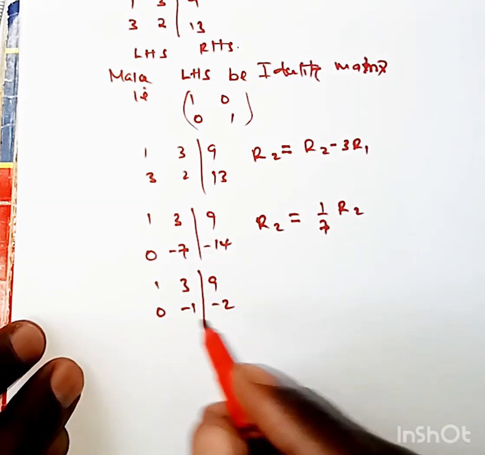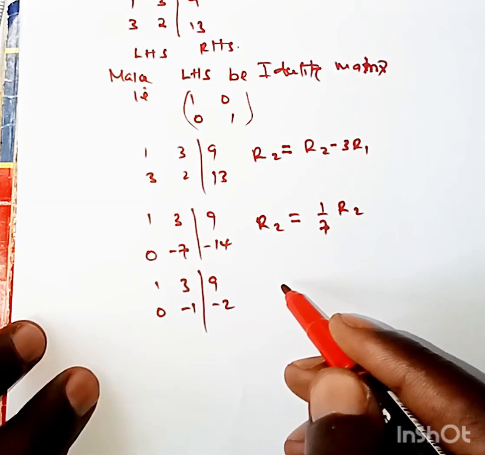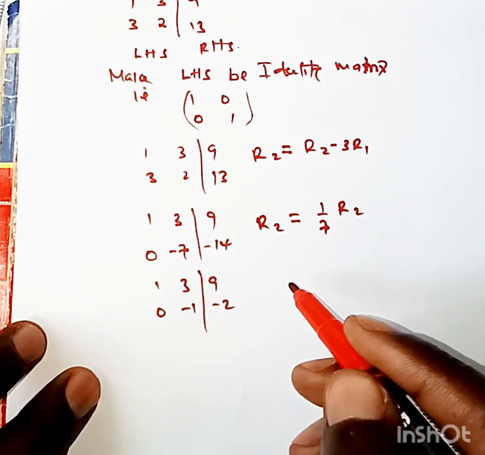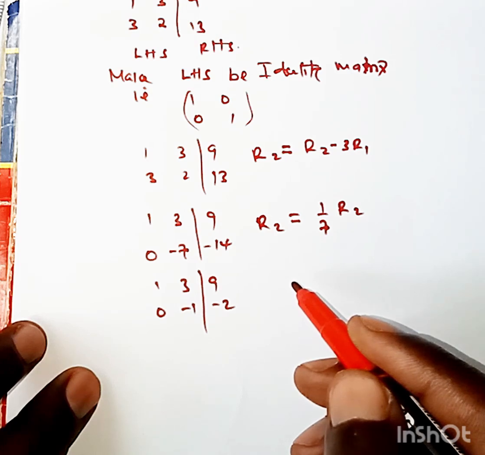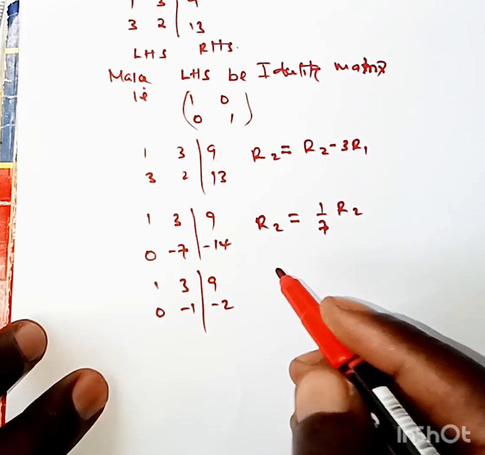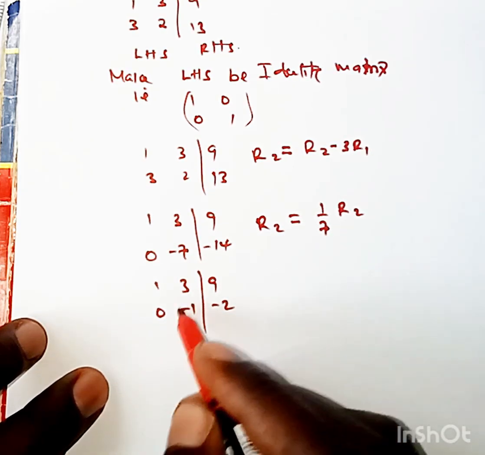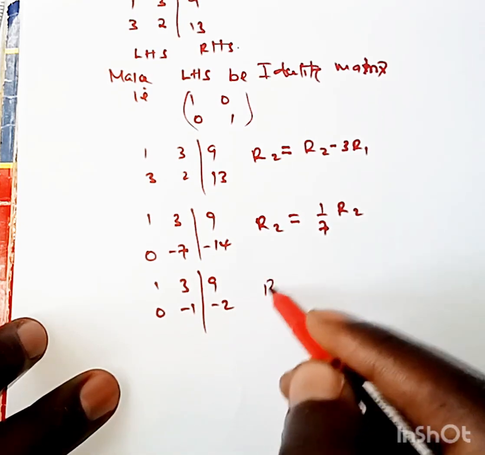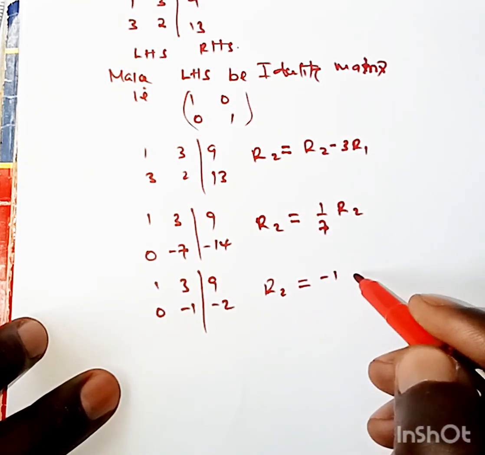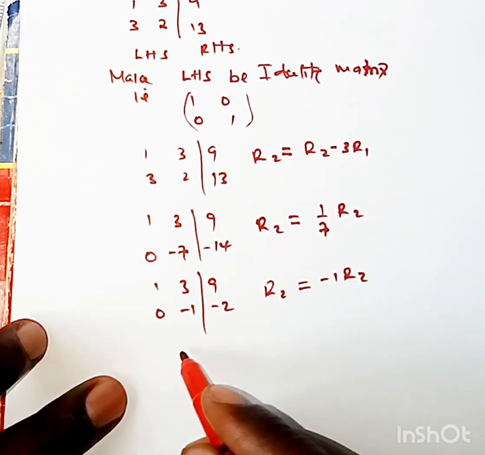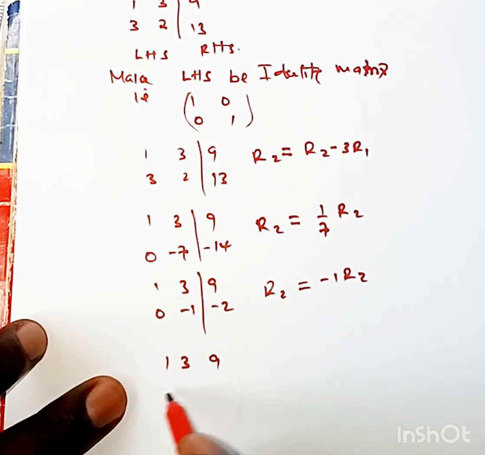So we can continue further and apply another operation that makes row 1 look like this. Row 2, let us work on row 2 first. This is a negative, but we need a 1 here. So what we simply do, we multiply row 2 by a scalar, which is negative 1. So then that means we'll have 1 3 9 0 1 2.